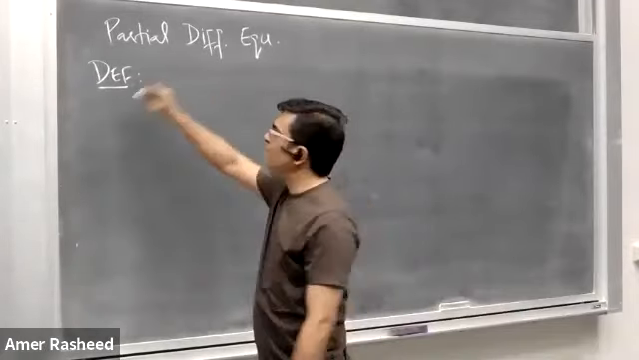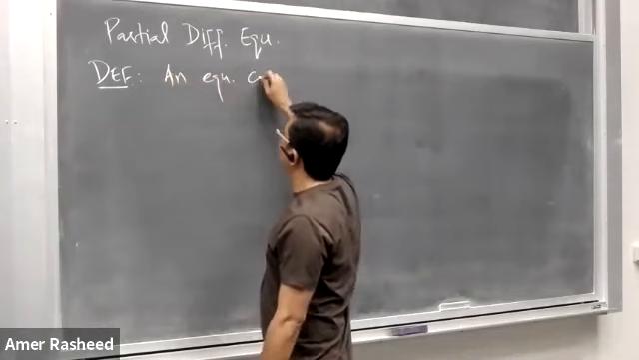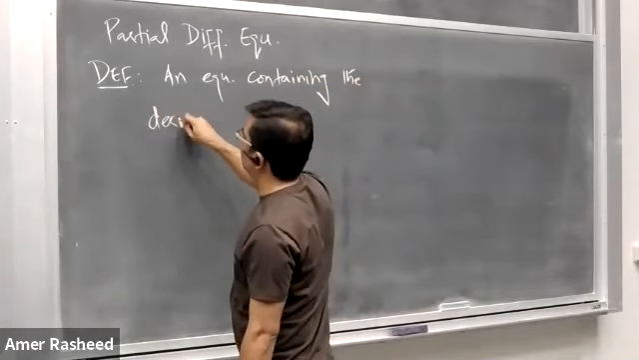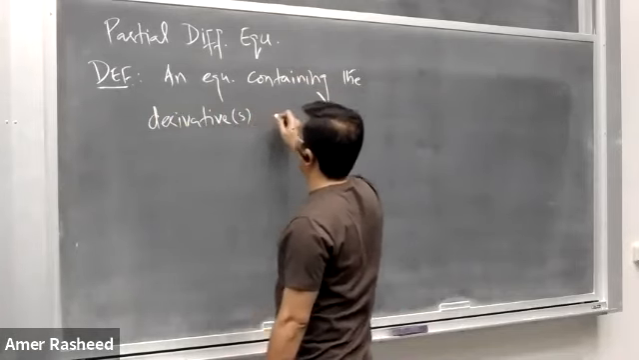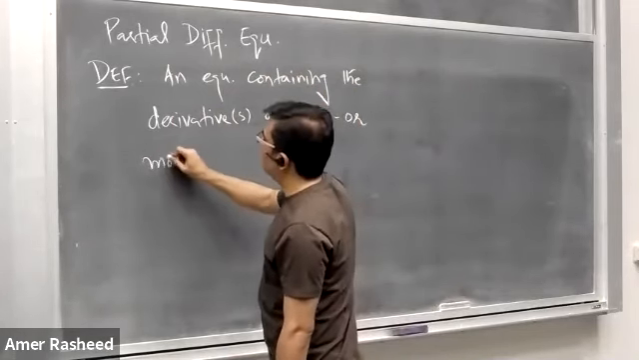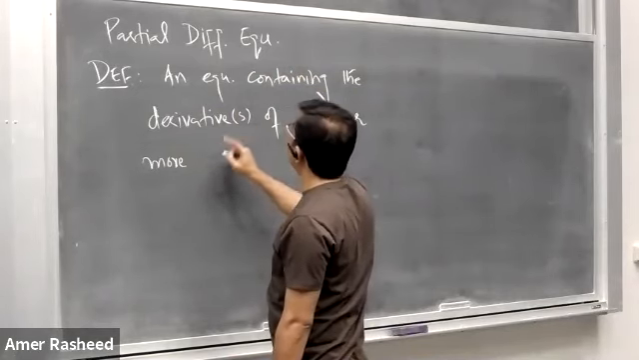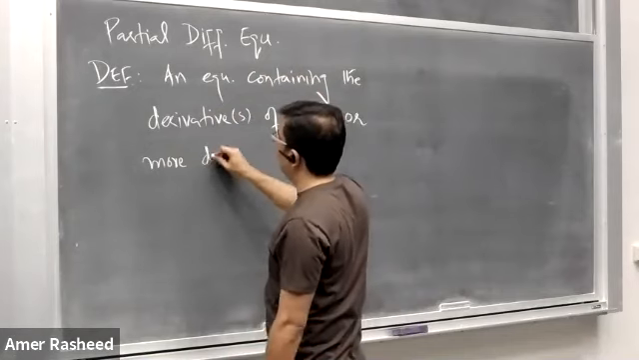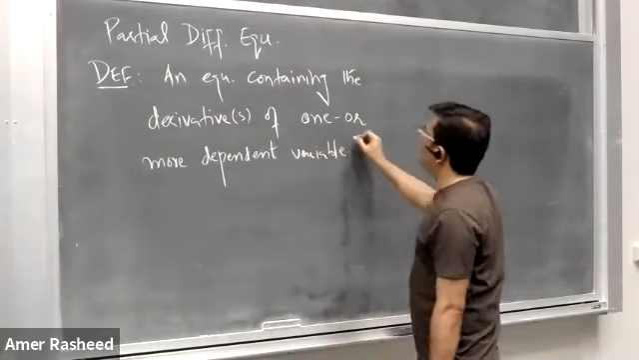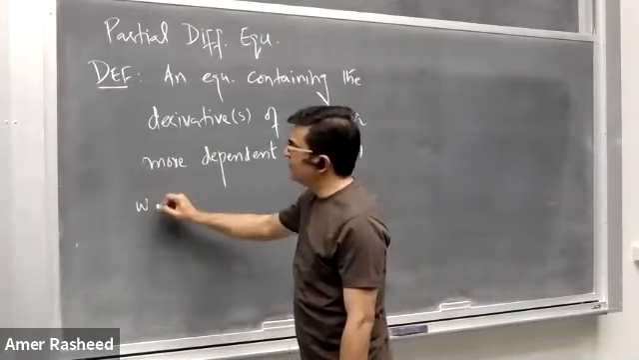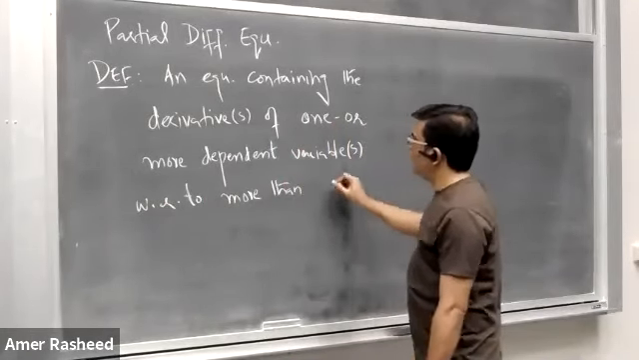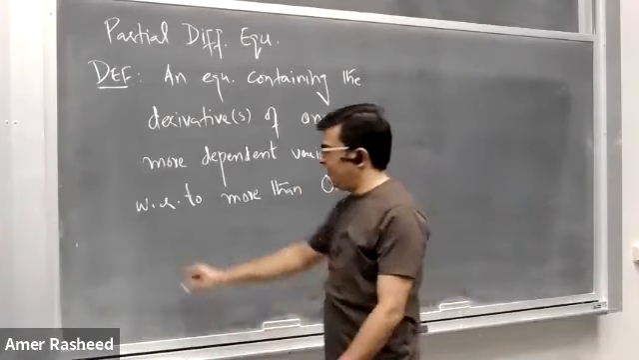PDEs. What is the formal definition? An equation containing the derivatives of one or more dependent variables with respect to more than one independent variable.